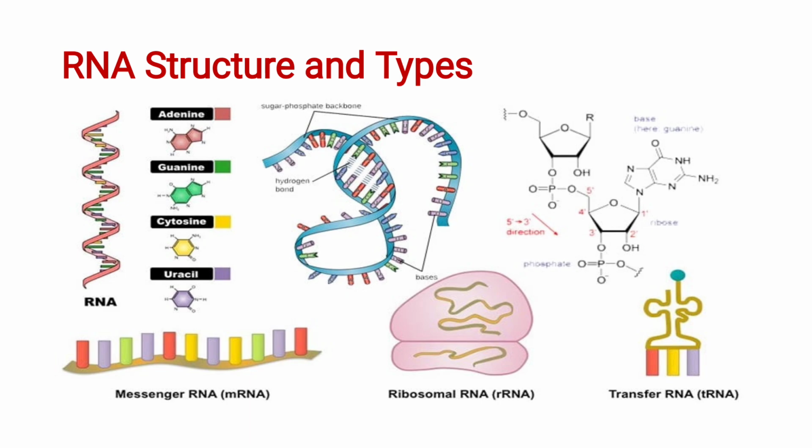RNA has three types: messenger RNA, ribosomal RNA and transfer RNA. Messenger RNA is called mRNA, ribosomal RNA is called rRNA, and transfer RNA is called tRNA.